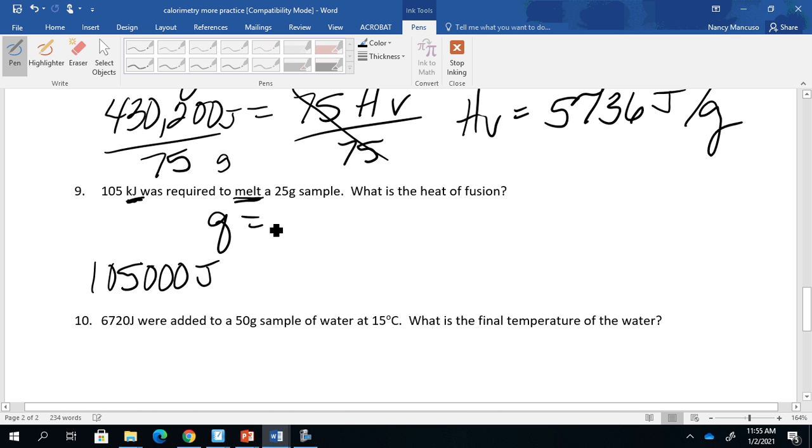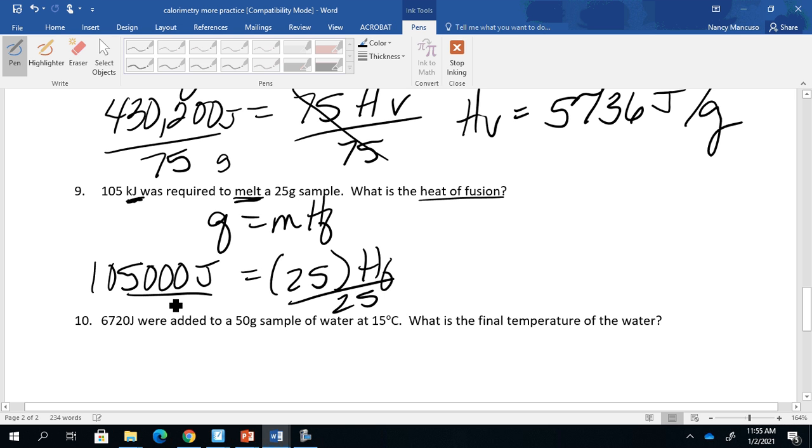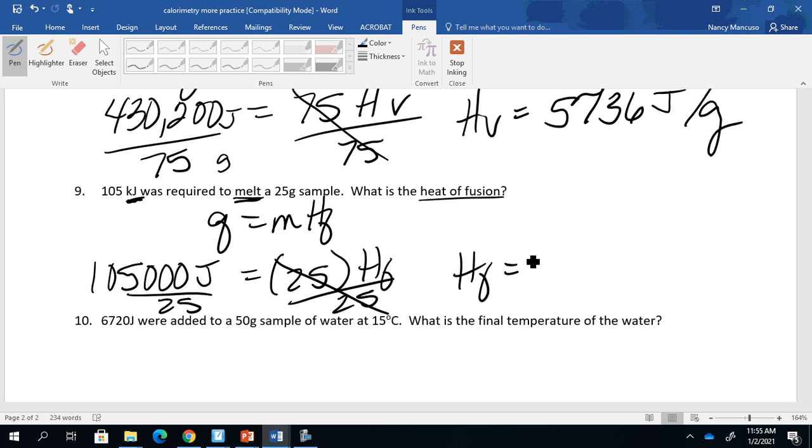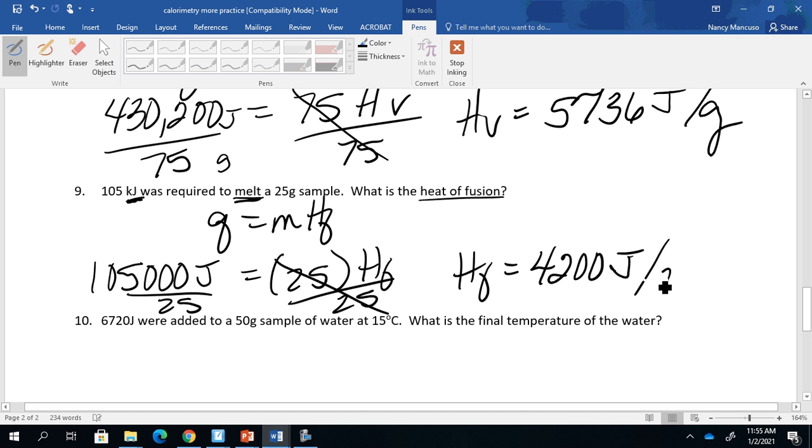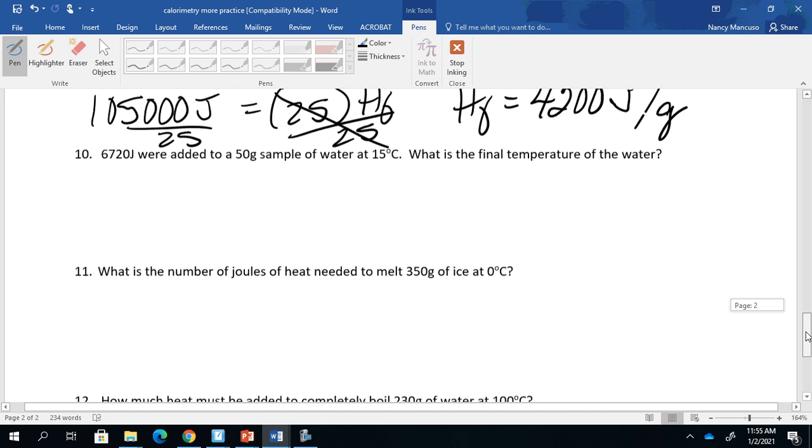All right, Q equals M HF, HF is melting. What is the heat of fusion? Okay, so if I know the mass is 25, I want to find HF. So divide this side by 25. Divide this side by 25. These will cancel out. HF is going to equal 105,000 divided by 25 equals 4,200 joules per gram. Now, if you solved it the other way and you kept it in kilojoules, it would have come out 4.2 kilojoules per gram. But you got to make sure you show that in your units, okay?